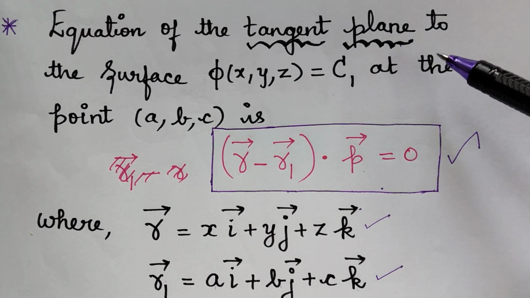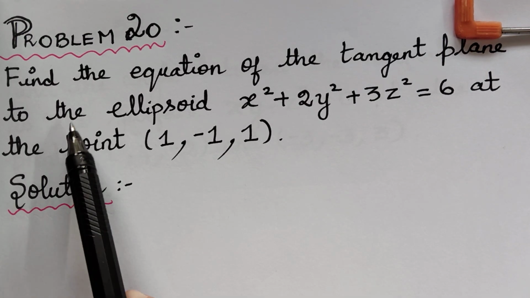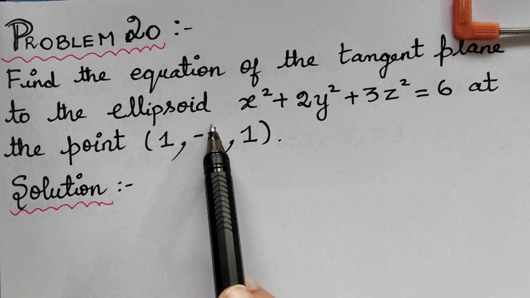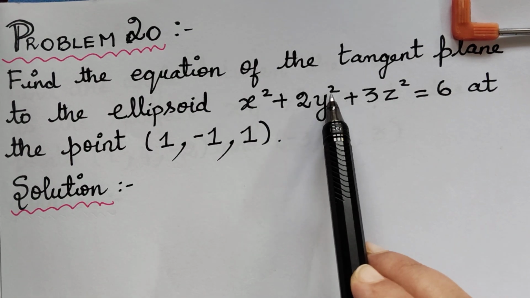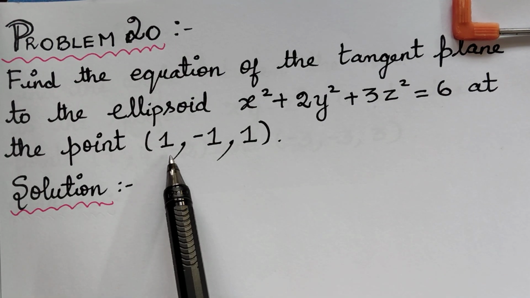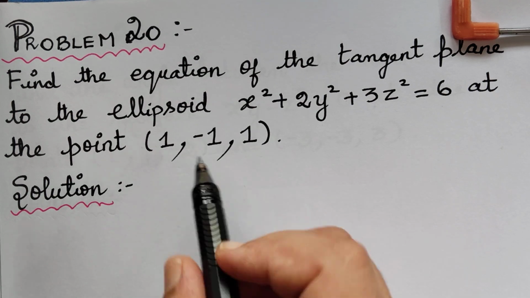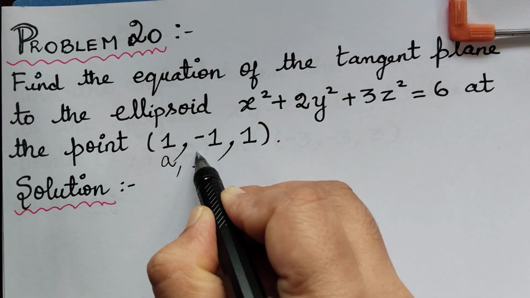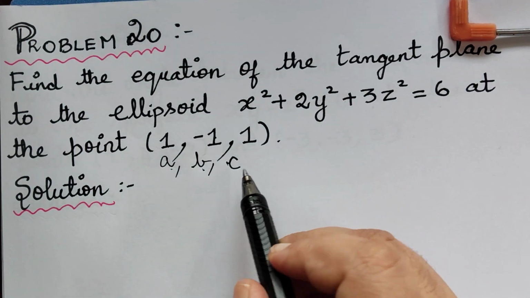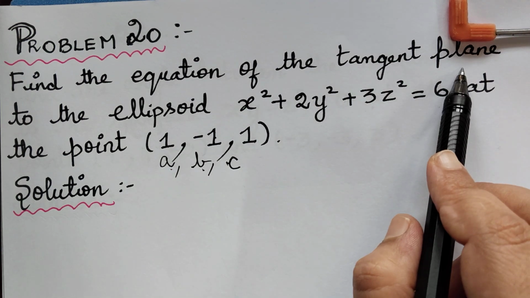Now let us solve problems under this topic. So now here we have a problem where we have to find the equation of the tangent plane to the ellipsoid x square plus 2y square plus 3z square equal to 6 at the point 1 comma minus 1 comma 1. Now if you see, the given point is taken as a comma b comma c. So the value of a is 1, b is minus 1 and c is 1. Now we have to find the equation of the tangent plane.